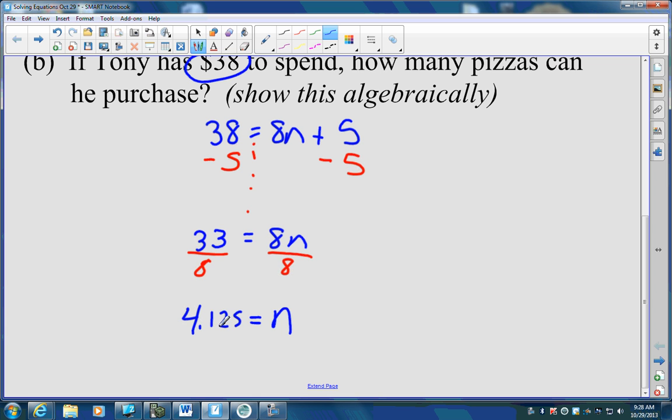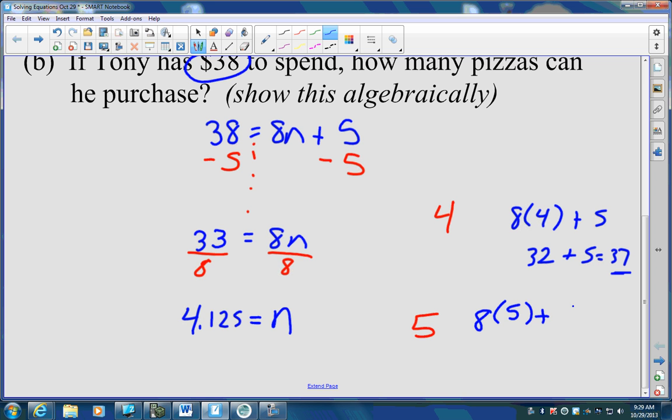Now, it says they only have $38 to spend. So how many pizzas can he purchase? If he purchases 4, 8 times 4 plus 5, that's 32 plus 5, that's 37. I still have enough money. If I order 5 pizzas, 8 times 5 plus 5, that's 40 plus 5, that's $45. I don't have enough money. So he can order 4 pizzas with the money he has.